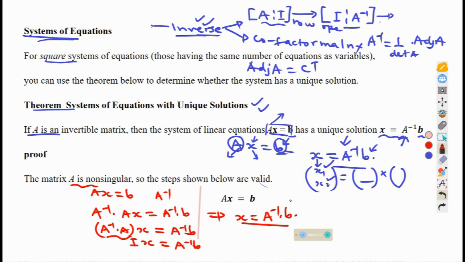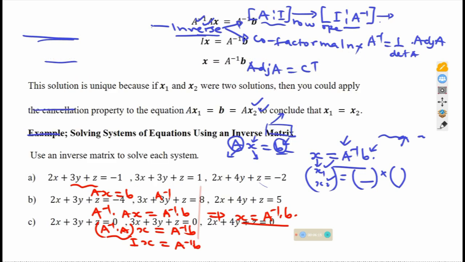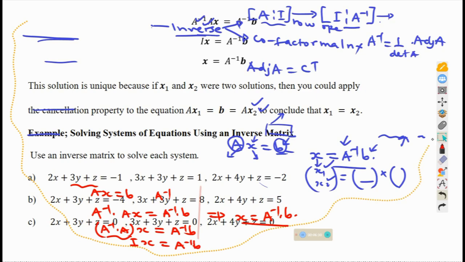So to understand this, we shall look at a few examples, and then we shall be able to appreciate how best we can solve a system of equations using what we call the inverse of a matrix. So we want to solve a few problems here to understand very well how best we can use the inverse to solve a system of equations.